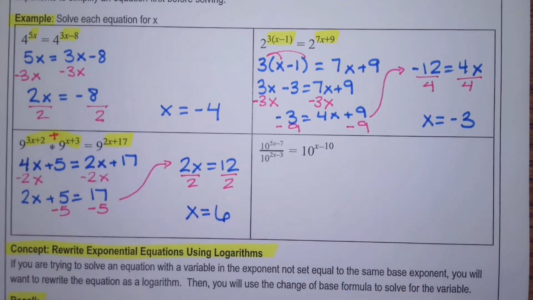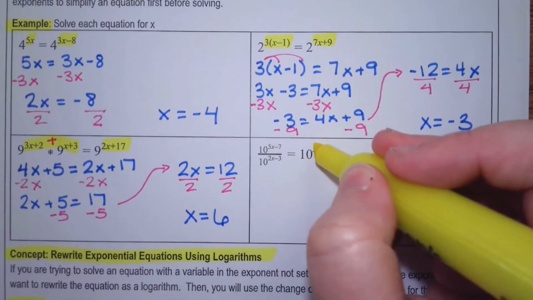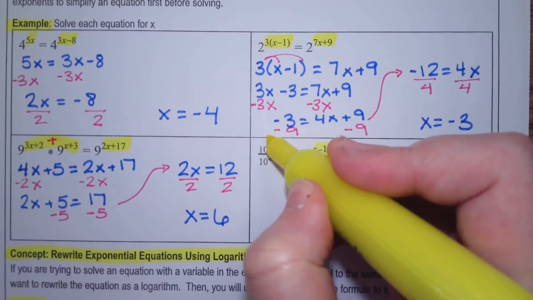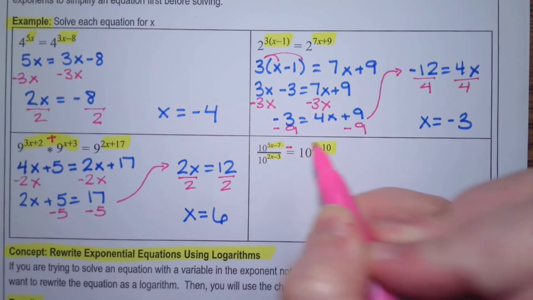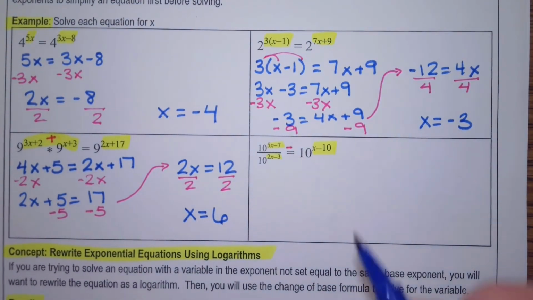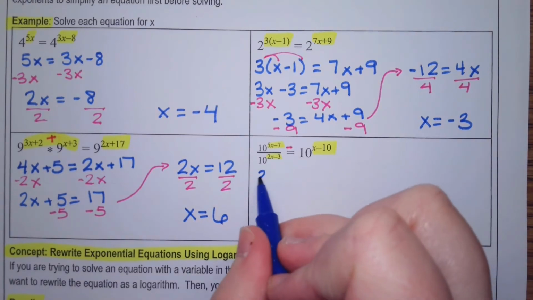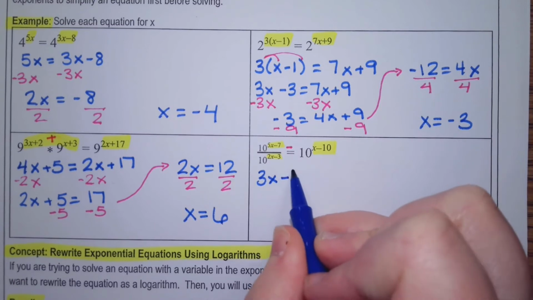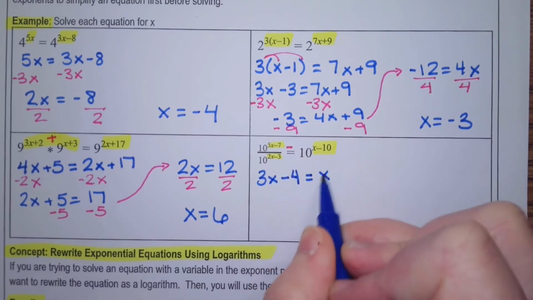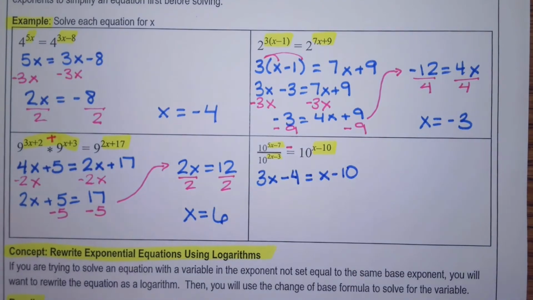All right, last one. 10 to the 5x minus 7 divided by 10 to the 2x minus 3 is equal to 10 to the x minus 10. All the same base. But now, with our exponents that are being divided, remember with the same base, we subtract them. So 5x minus 2x is going to be 3x. Negative 7 minus negative 3 is going to be minus 4, is equal to x minus 10.